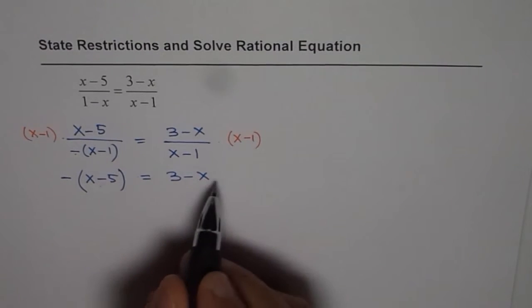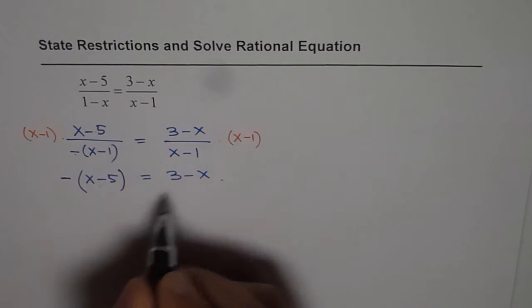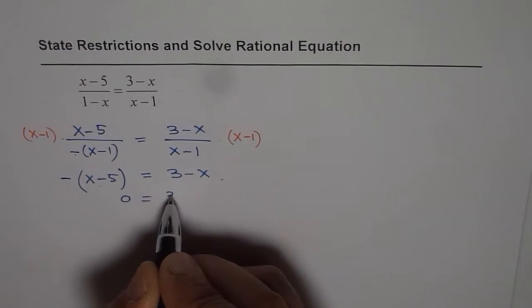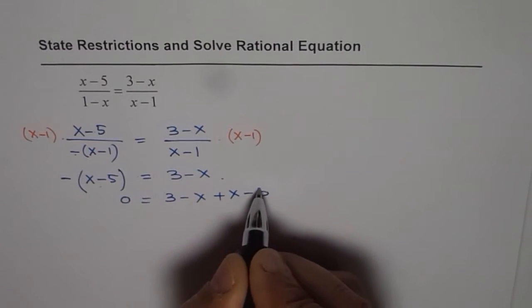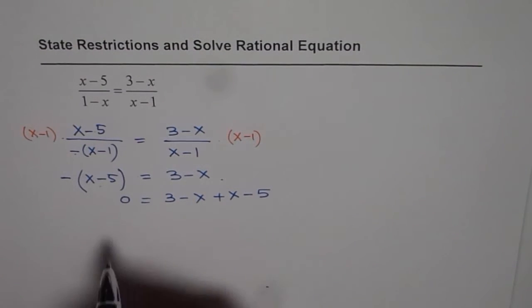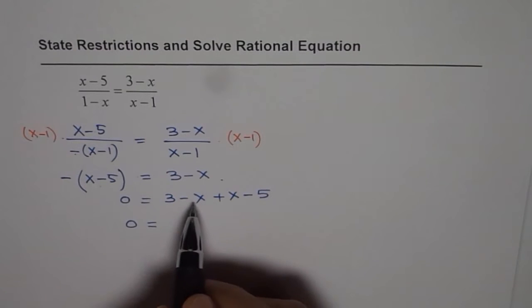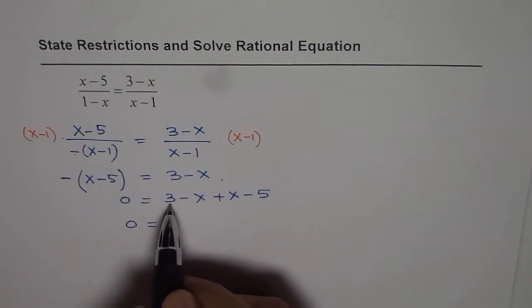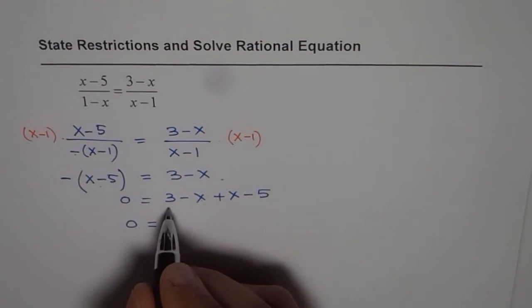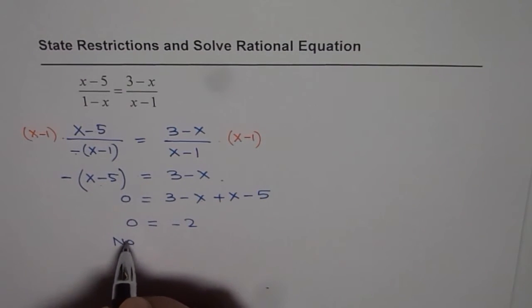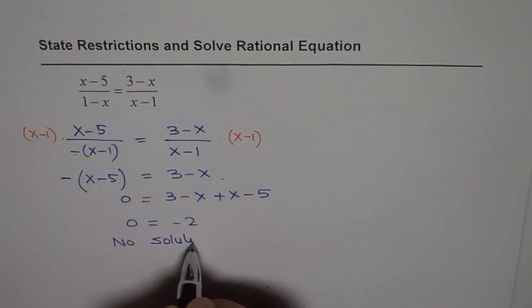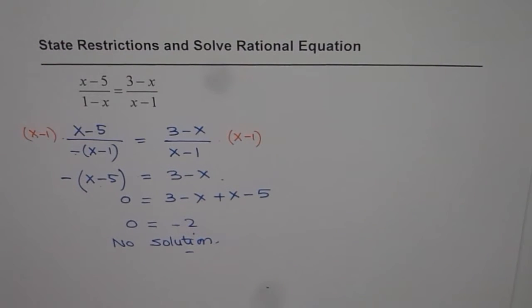So we can take this term to the right side, so negative becomes positive, so we get 0 equals 3 minus x, plus x minus 5, right? So when you add them up, you get 0 equals 2... minus x plus x is 0, and minus 5 plus 3 is minus 2. Since you know that minus 2 can never be 0, we have no solution. So for this particular rational equation, we have no solution.